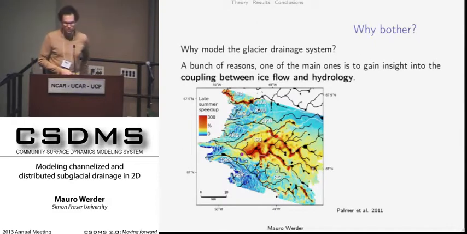But there's other reasons why we want to model it as well. Maybe an interesting bit for you guys here is that subglacial erosion is coupled to sliding, which again is coupled to subglacial hydrology.